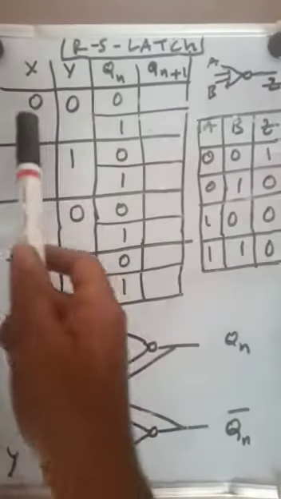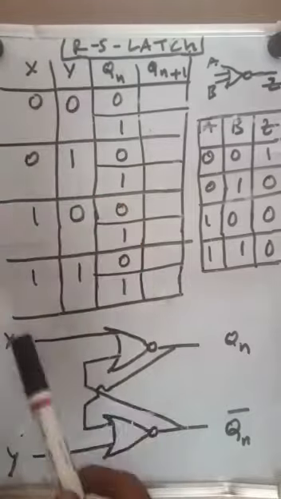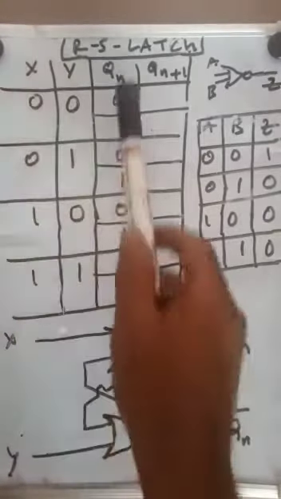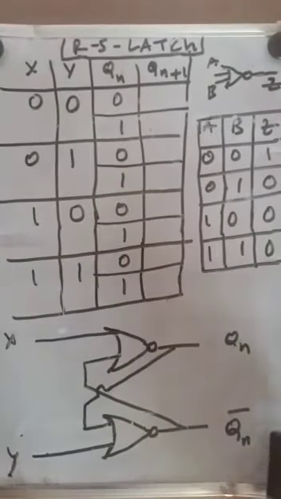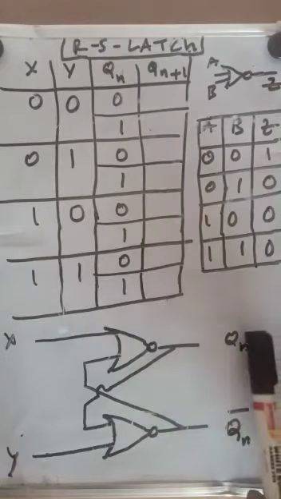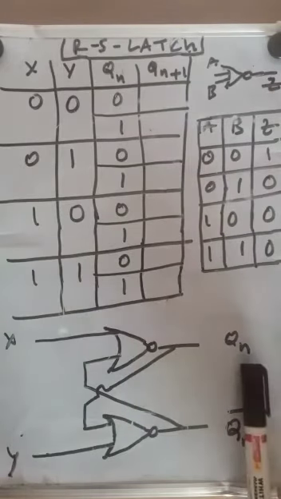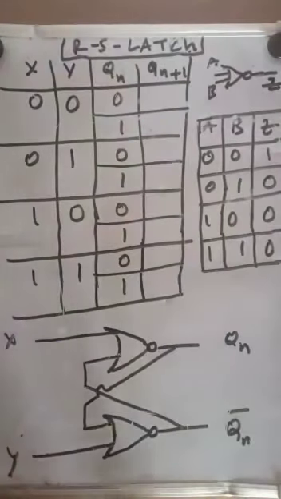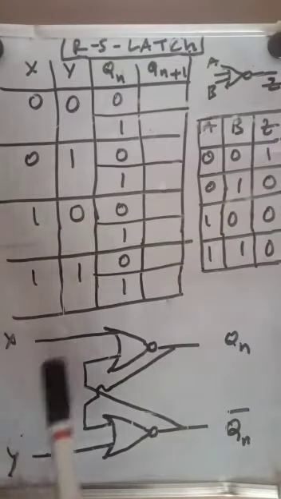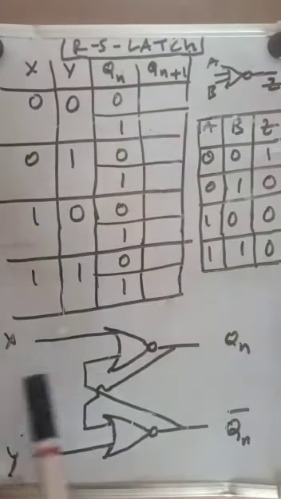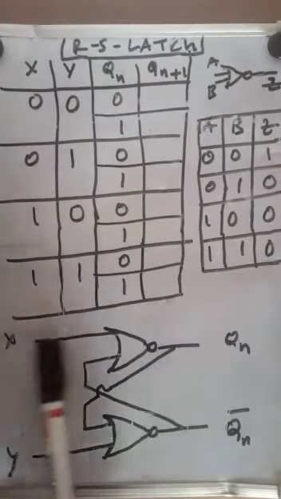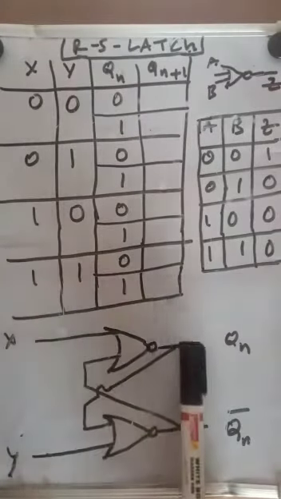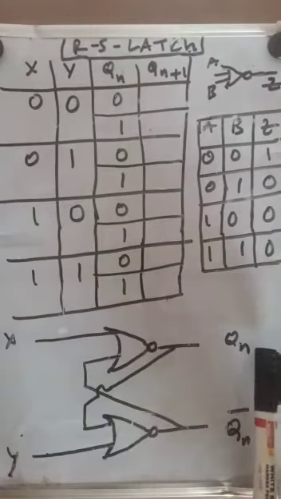Let us see the inputs first. X and Y are the inputs, and this is Qn, the present state. What is the present state? It is the value before applying the inputs. After applying the inputs, some calculation is made, and once the inputs are transferred through the gates, we get the output, which can be called Qn plus 1.